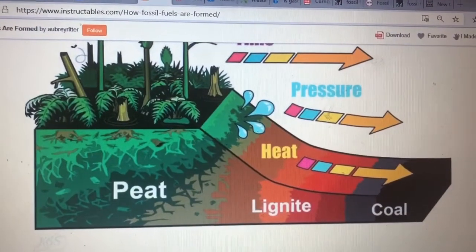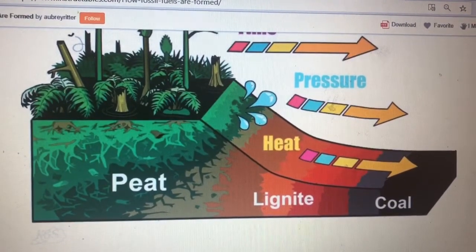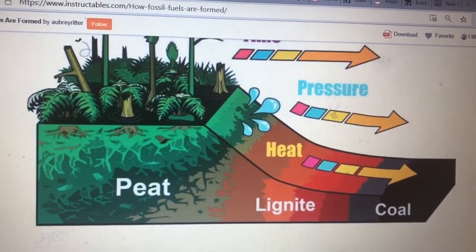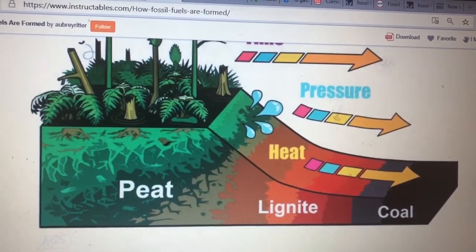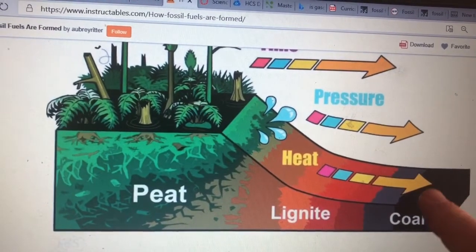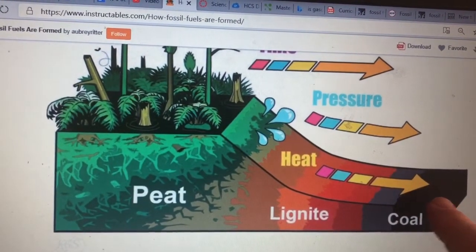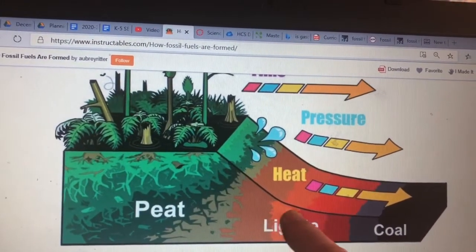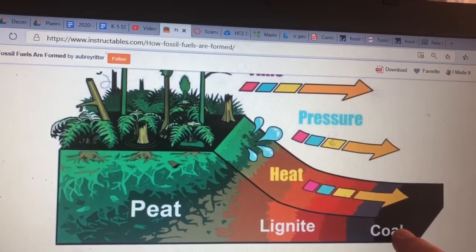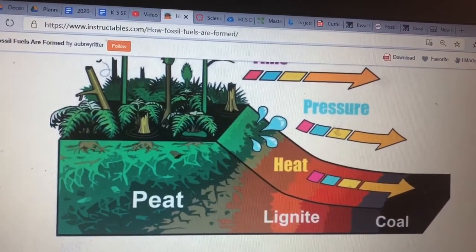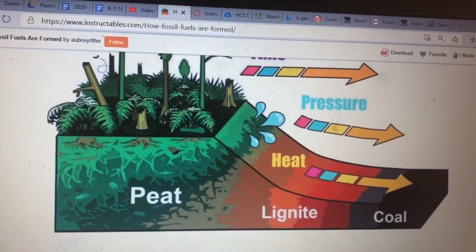It's sort of like this, you see? The plants, they come down, they become peat over here, and then pressure, more pressure, and more years and more years and more years until this black end over here, right? And that is coal. So it goes from here, here, here, and then finally is the coal, which is the fossil fuel that we use to power our machines.